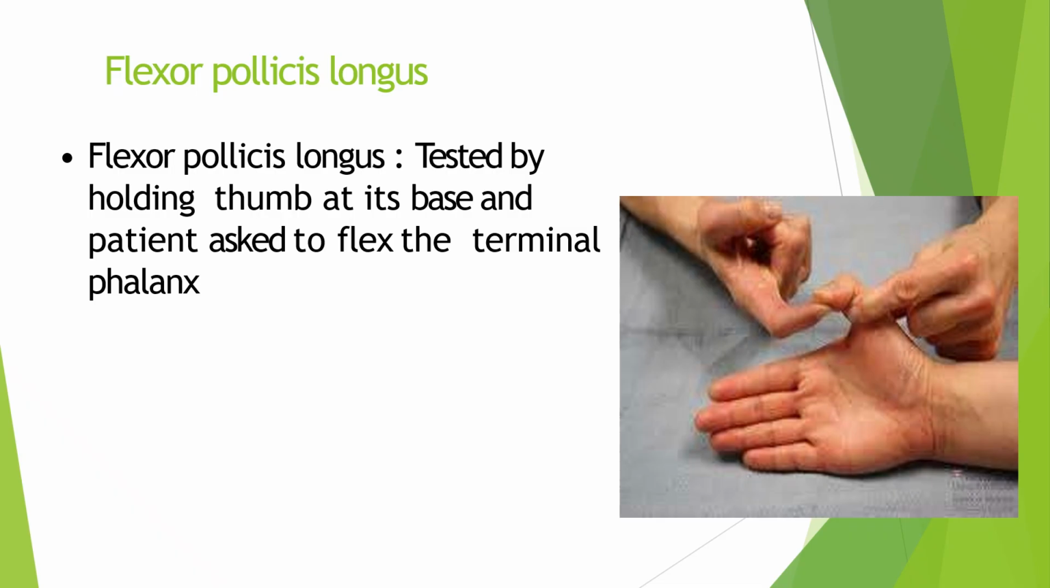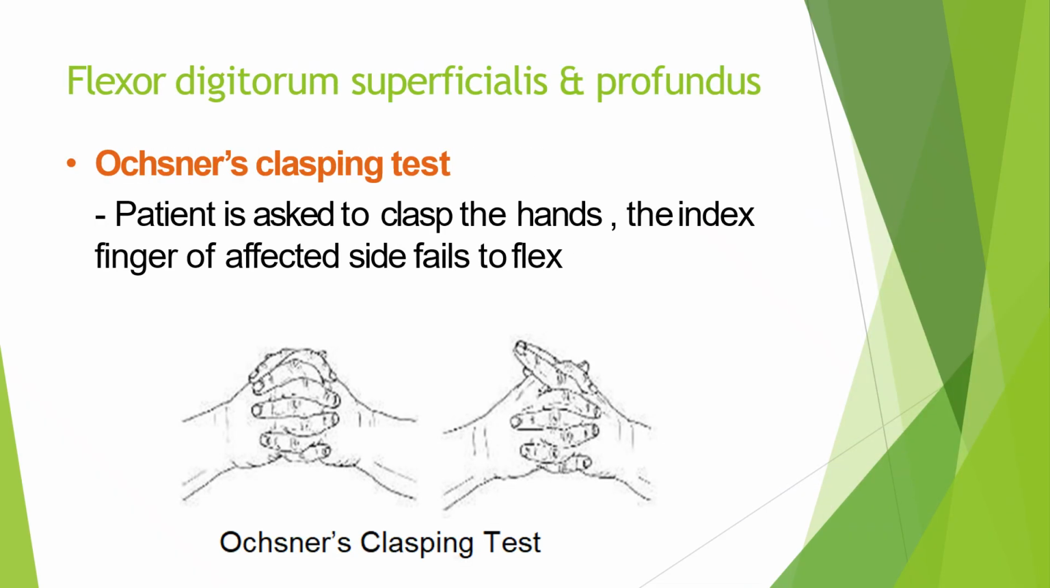So when the median nerve is damaged, the flexors lose their action. To test the flexor pollicis longus, you can test by holding the thumb at its base and the patient is asked to flex the terminal phalanx. To test the flexor digitorum superficialis and the profundus, the patient is asked to clasp the hands. The index finger fails to flex.